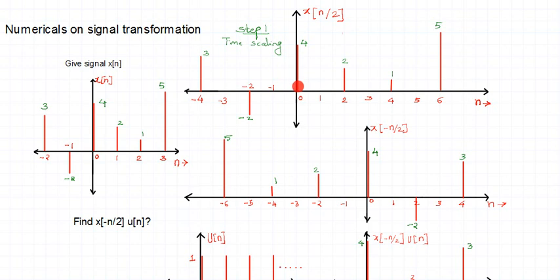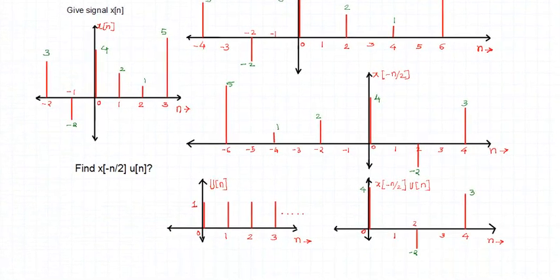Sample at 0 remains at 0. Here the sample at plus 2 will appear at minus 2. Magnitude is 2, magnitude remains the same. So sample at plus 2 is appearing at minus 2. Sample at plus 4 is appearing at minus 4. Sample at plus 6 is appearing at minus 6. So this is how you obtain your time reversal. The rest of the samples are 0. So this is your time reversed signal.